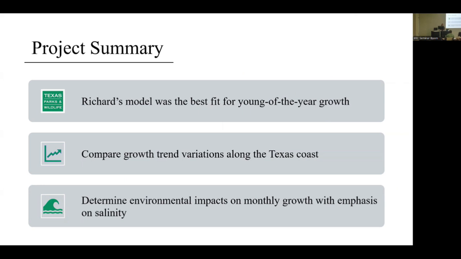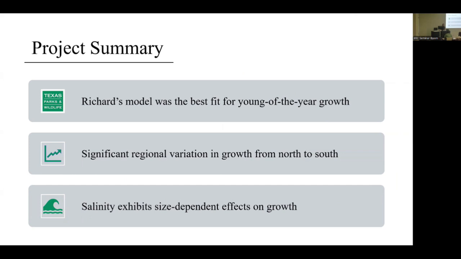We also looked at our second objective, which was to compare growth trend variations along the Texas coast. And we determined that there was significant regional variation in growth from north to south. Our last objective was to determine environmental impacts on monthly growth with emphasis on salinity. And while we didn't see temperature to be significant, we did determine that salinity exhibits a size-dependent effect on growth.